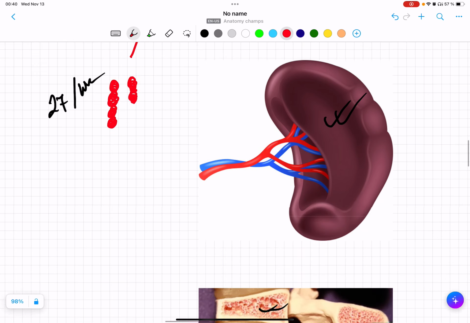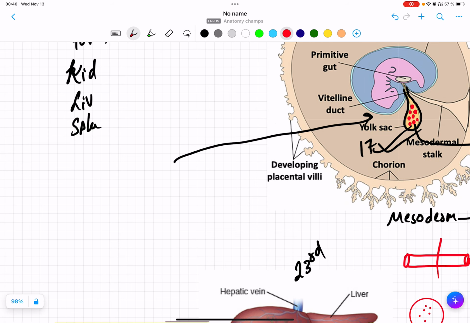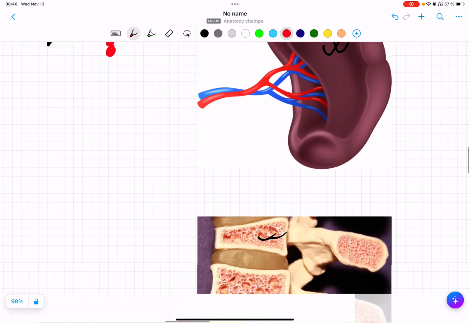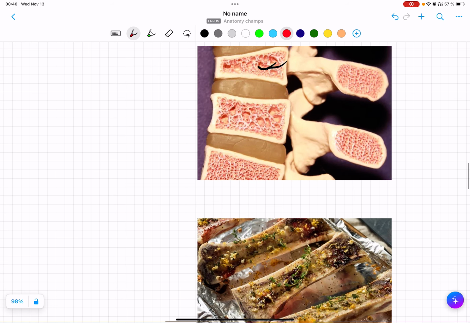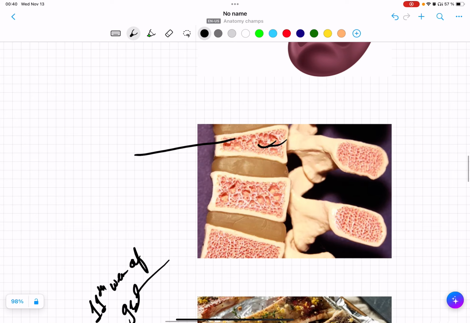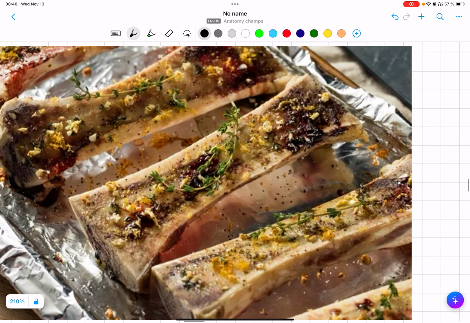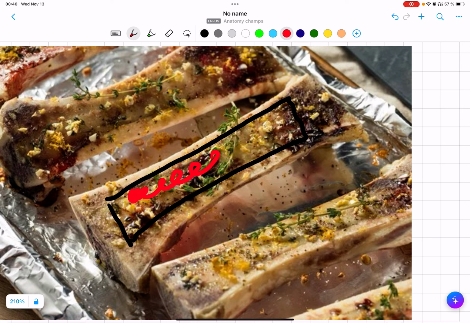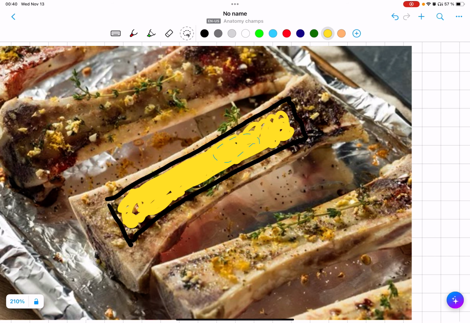Okay. Now we have colonized our yolk sac, our liver, our spleen. What about the bone marrow? Bone marrow is colonized in the 11th week of gestation. This is your red bone marrow. Don't worry about this. This is your yellow bone marrow. Initially, during childhood, red bone marrow is present in this part also. But as the child grows, the red bone marrow is converted into yellow bone marrow, and this remains just as fat.